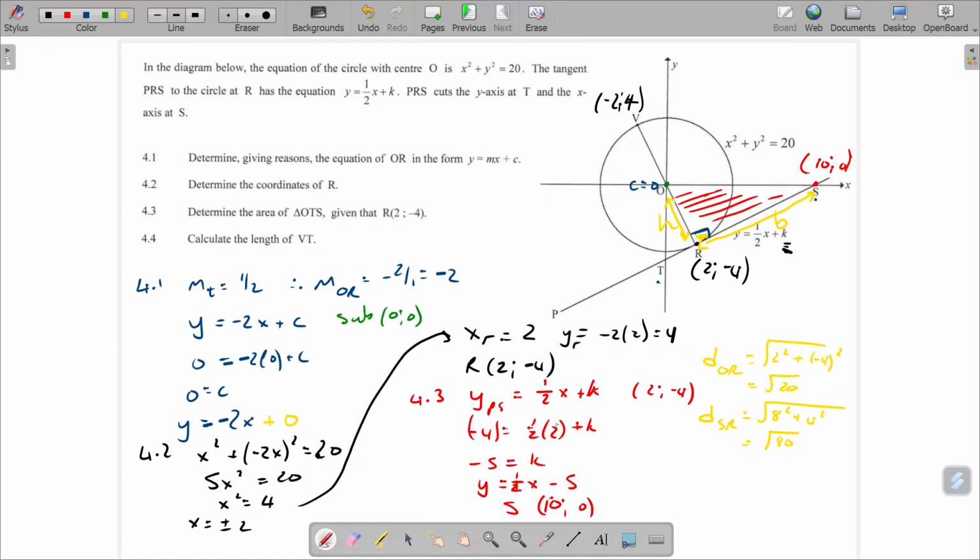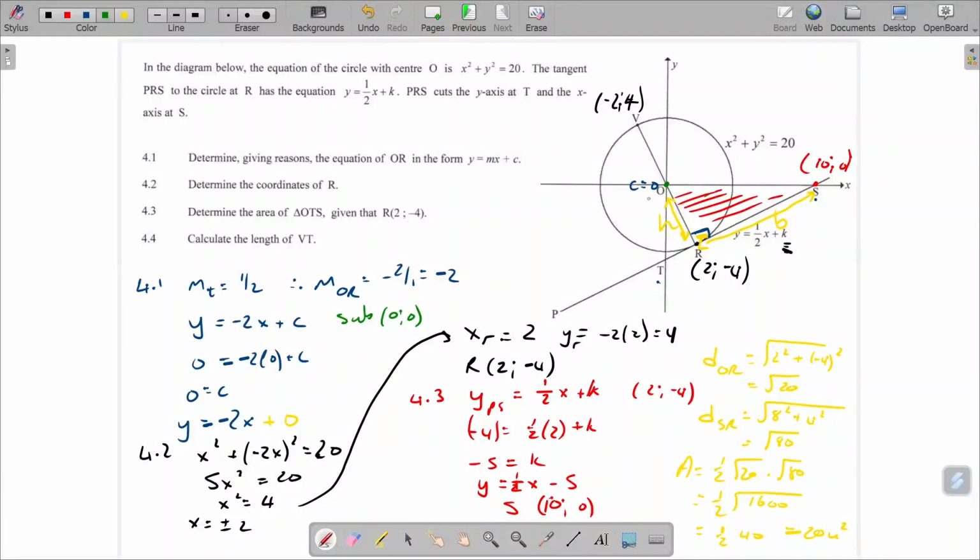So we can say, therefore, that the area will be a half of root 20 times root 80, which will be equal to a half of the square root of 1600, which is going to be a half of 40, which is going to equal 20 units squared. Now, there's nothing wrong with doing it that method, and if that's the method that you followed, please feel free to use it. However, I'm going to choose to look at it slightly differently.